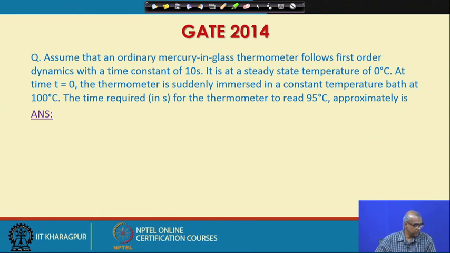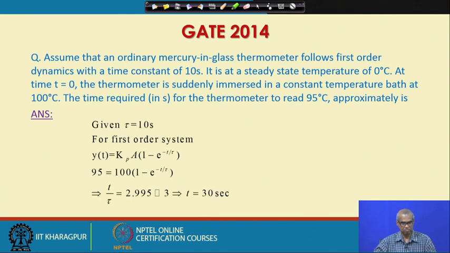So, again, if you remember the expression for the response of a first order system for a step input, the problem can be solved in a straightforward manner. Note that the thermometer was steady at 0 degree Celsius, then suddenly you put the thermometer into 100 degree Celsius. So, basically you give a step input of magnitude 100. The time constant tau is given as 10 seconds.